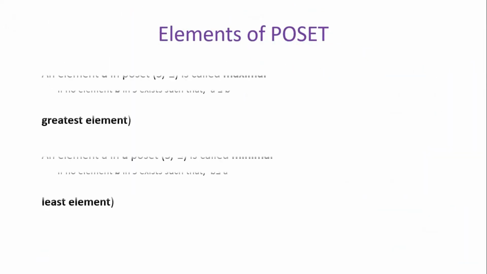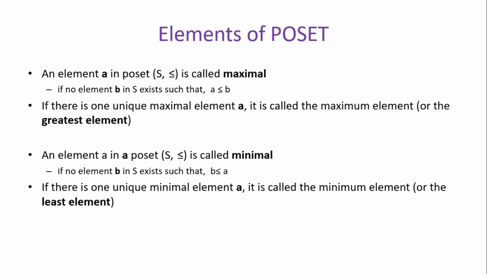The next thing is, what are the elements of your poset, the partial order relation? What are the things you will have for your Hasse diagram? There are the maximal element, minimal element, greatest element, and least element. An element A in the poset is called maximal if no element B in your set exists such that A is less than or equal to B. Then that element is called a maximal element. And if you have only one unique maximal element, then that will be called the greatest element.